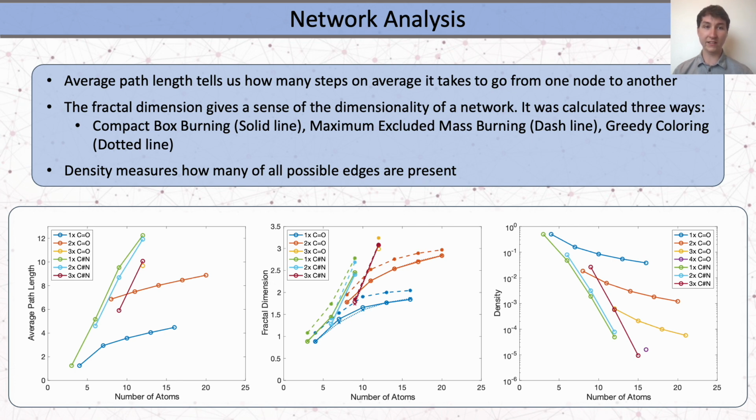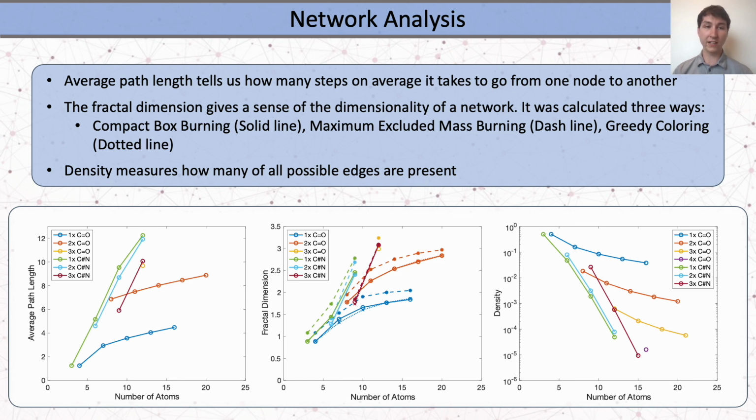Another thing that we can look at is the fractal dimension, which gives us a sense of the dimensionality of the network or how complex it is. And we calculate this three different ways. The first way is the compact box burning method. The second is the maximum excluded mass burning method. And the third is the greedy coloring method. And we can see on the graph that all of these three methods give roughly the same values. And for all the networks that we explore here, they're all less than three-dimensional. So they're much lower dimensional compared to 3n minus 6, which is what normal chemistry space is considered.